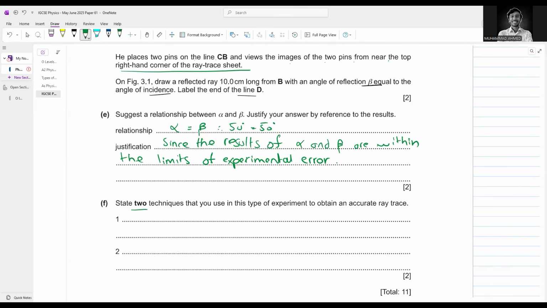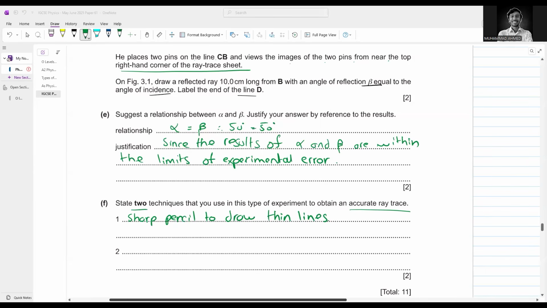Suggest two techniques that you use in this experiment to obtain an accurate ray trace. अच्छा जी, इस एक्सपेरिमेंट को और एक्यूरेट किस तरह बनाया जा सकता है? You can use thin sharp pencils. You can use sharp pencils to draw thin lines. बेटा यहाँ पे इन तरह के रे वाले एक्सपेरिमेंट में आप हमेशा थिन लाइंस चाह रहे होते हो. Why? क्योंकि अगर थिन लाइंस होंगी तो आप एंगल्स को एक्यूरेटली मेजर कर लोगे.